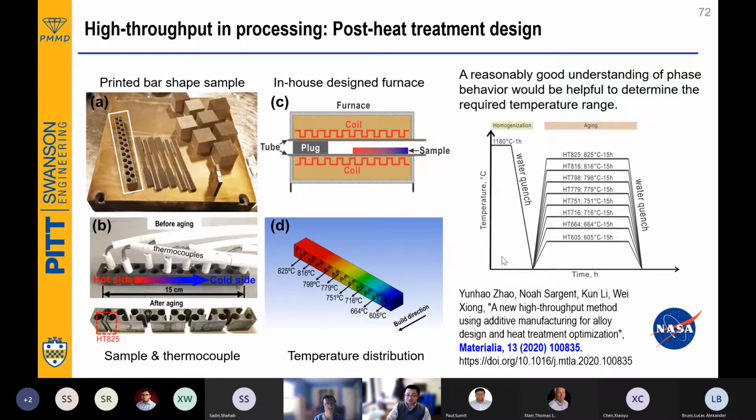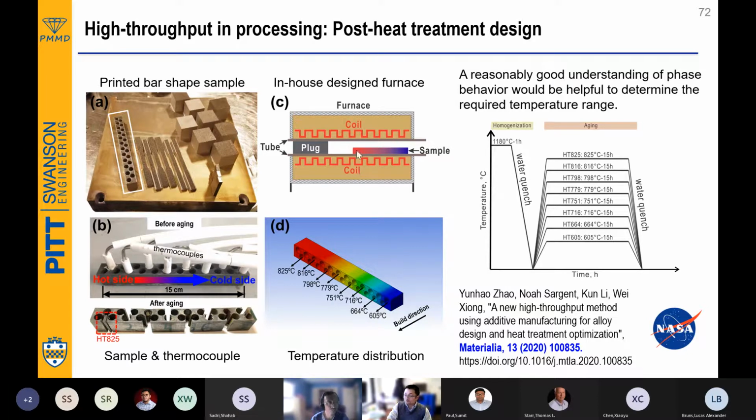Another thing very interesting is you actually can go with the LPBF method. Even though it cannot change the composition, it can guide you to design the post-heat treatment. We did an example with 718, because we know the strength of the Inconel 718 alloy peaks at 718 degrees C, right? So you can see we print a long bar. We have a broken furnace, right? So we should use that.